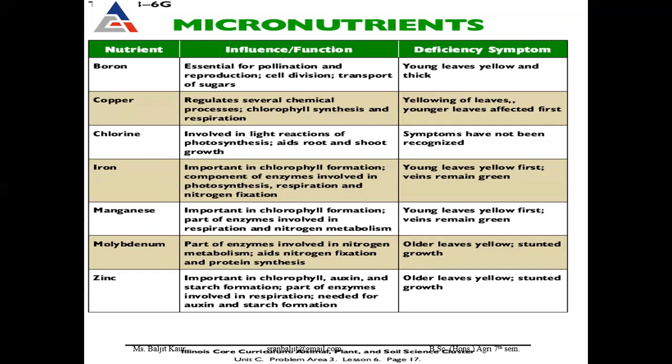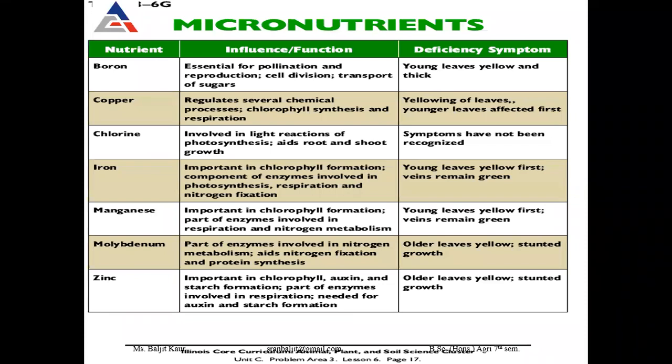Okay, so when we talk about these elements, there is also one more thing that we have to know, that some of the elements show their symptoms on the younger leaves. Some of the nutrient elements show their deficiency symptoms on the older leaves, right? So it is given here which part of the plant gets affected first. With iron, the yellowing of the leaves occurs in the young leaves.